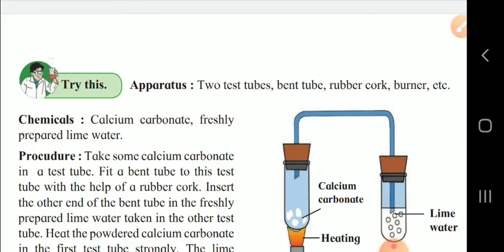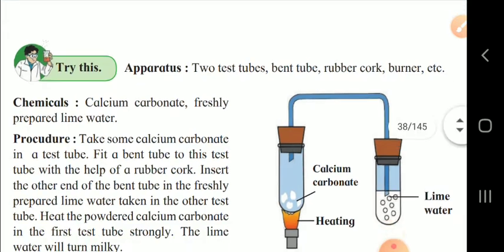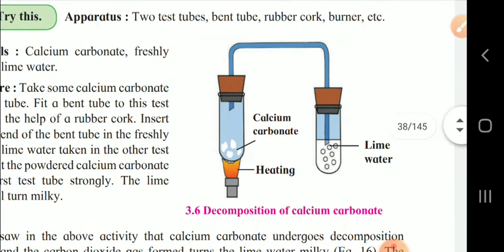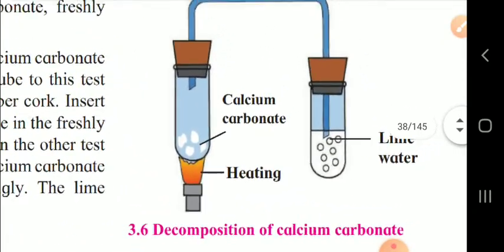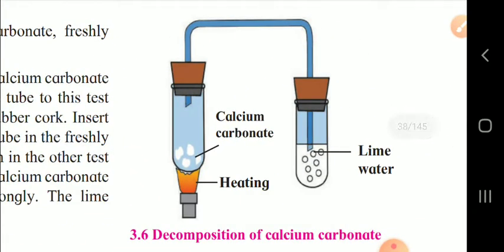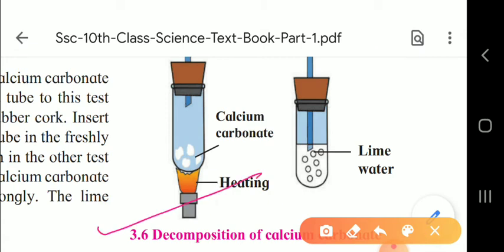What apparatus do we have to take, children, here? This is the decomposition of calcium carbonate. You can see here. So in this activity, what apparatus will we need? Two test tubes and a bent tube. Why? It is also known as a delivery tube, so that the gas will go into the lime water. What gas will be formed? Rubber cork, burner, etc.